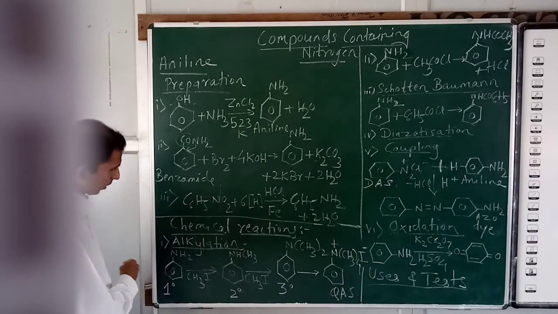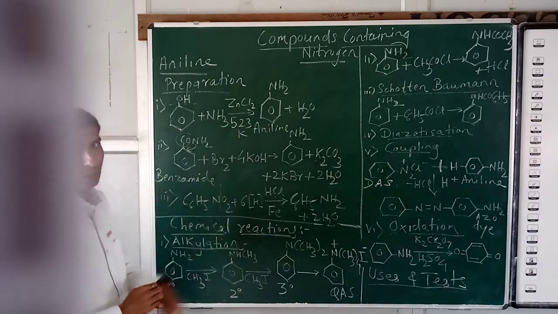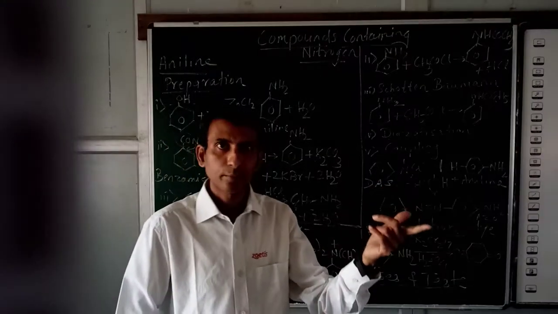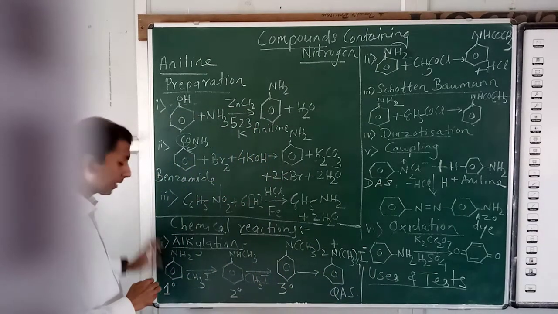So here you take aniline, add alkyl halide. वहाँ पे हम लोगों ने alkyl halide ऐड किया था. ओके, alkyl amine के लिए. यहाँ पे अभी हमारे पास aromatic amine है.